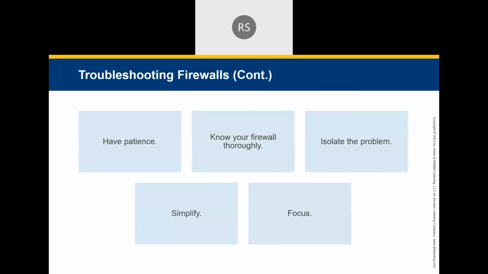Some other things to keep in mind when you're troubleshooting your firewalls is to have patience. Troubleshooting firewall issues may require time and persistence. You want to make sure that you remain patient and methodical throughout the process. You also want to make sure that you have familiarized yourself with the firewall's features, configurations, and capabilities that allow you to troubleshoot effectively. Also, you want to identify and isolate the specific components or configurations causing the issue to focus on troubleshooting efforts.